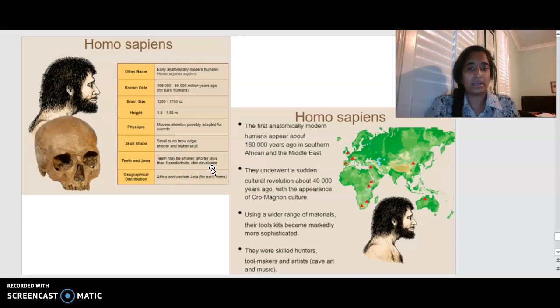developed in comparison. So the first Homo sapiens anatomically that we call modern were about 160,000 years ago in Africa and the Middle East, and they underwent some cultural revolution about 40,000 years ago, where again we started using toolkits and becoming a little bit more sophisticated. So they were skilled hunters, tool makers, and artists.